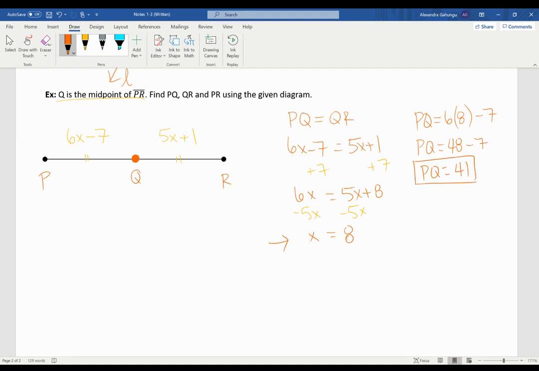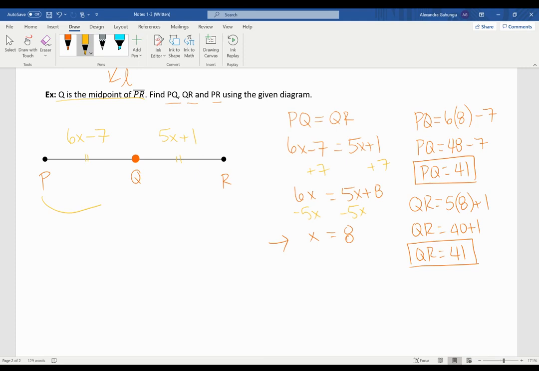I also need to find, so I need PQ, QR, and PR. So QR is 5x plus 1, so that means it's 5 times 8 now, plus 1. So QR is 40 plus 1. Okay, so I found 2 out of 3. Now we got to look at PR.